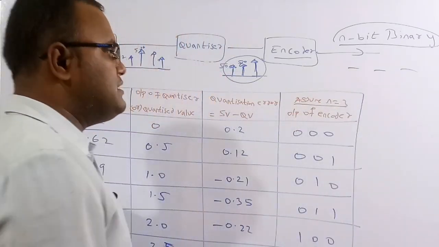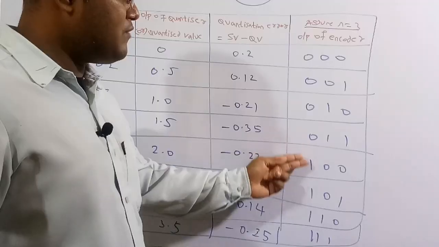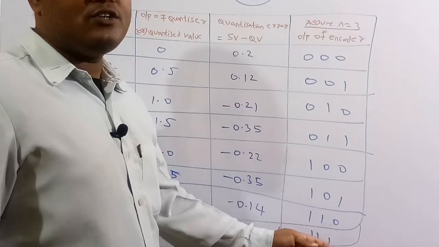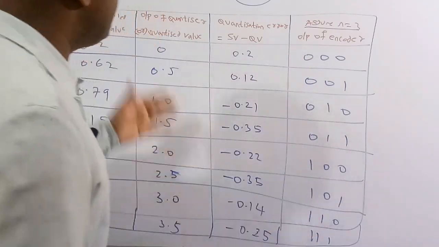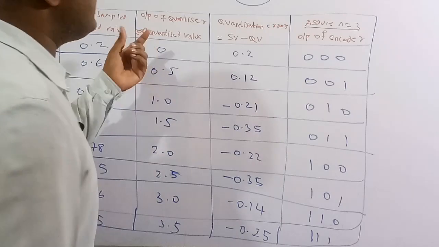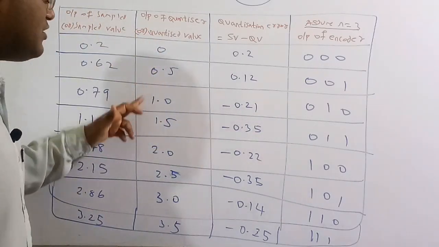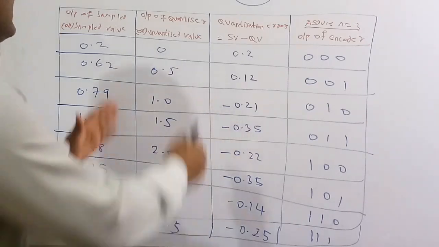So with the help of 3 bits we can get 000, 001, 010, 011, 100, 101, 110 and 111. So therefore 8 levels we can get. So with the help of 8 levels we can give an output of quantization, means standard levels we can fix. Let me assume the standard levels are 0, 0.5, 1, 1.5, 2, 2.5, 3.0 and 3.5. So these are the standard levels.